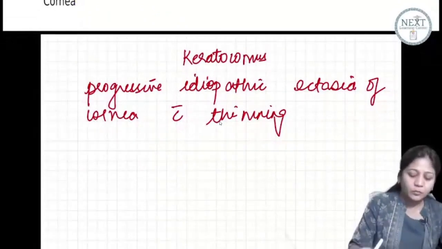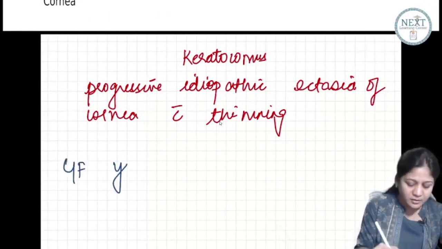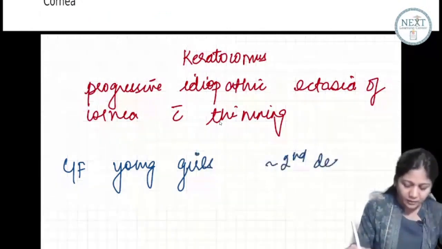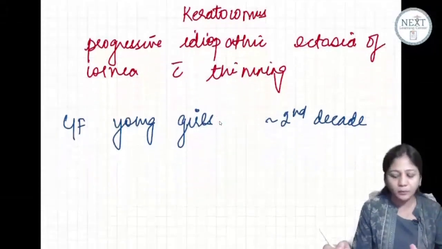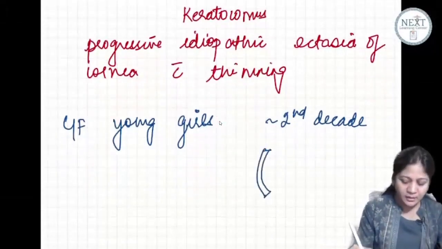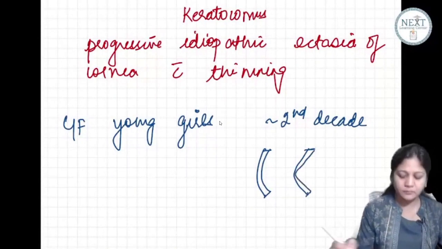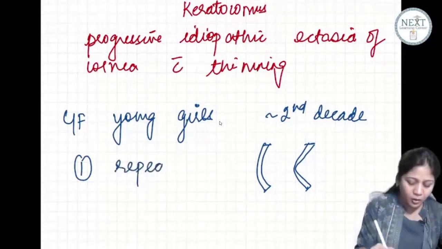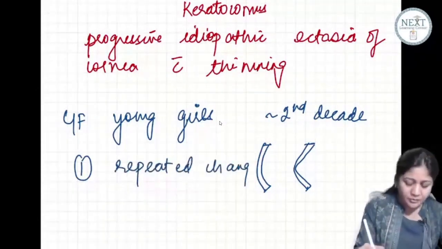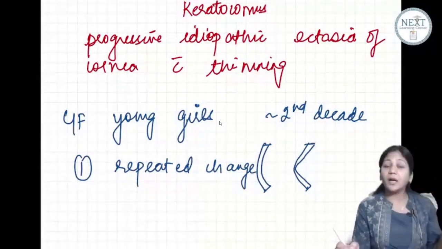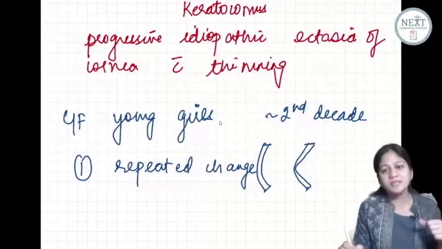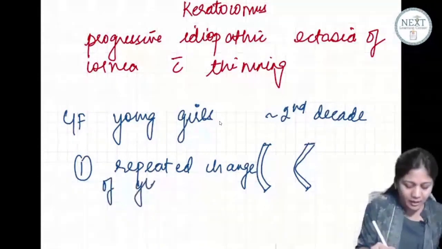Okay? Now, what is the clinical feature? The clinical features are that it generally affects young girls, usually in their second decade. So what is the problem? The problem is when your cornea is unstable, they come to you with repeated change of spectacle number. After every few months, they'll come to you and say, Doctor, I can't see clearly. Probably my power is again changed. After every 4 to 6 months, they'll come to you. Okay? Repeated change of the glass number.